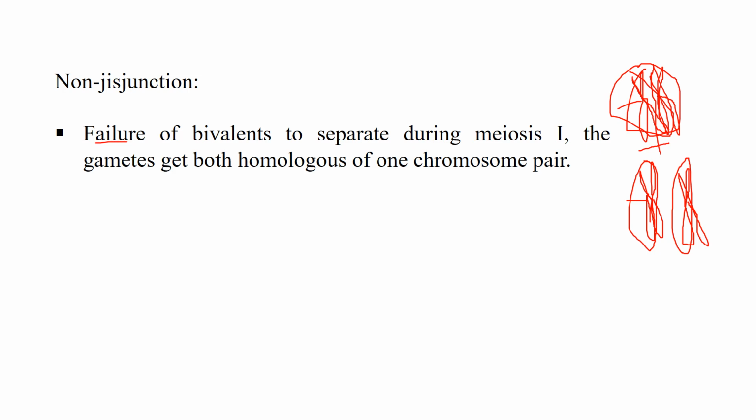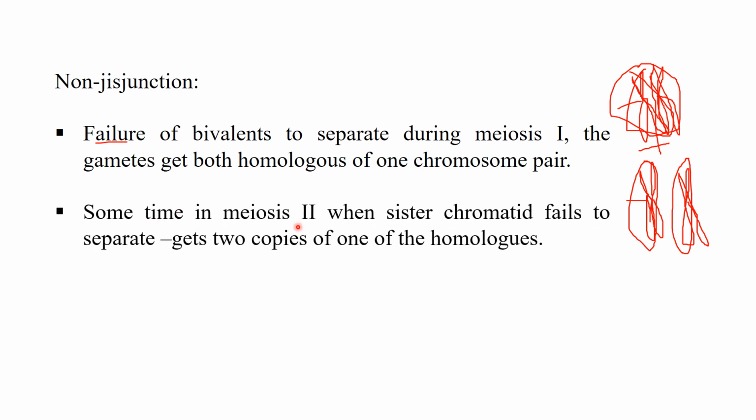Non-disjunction is a failure of the bivalent to separate during meiosis 1. The gametes get both homologous chromosomes, both homologs of one chromosome pair. When the same homologous chromosome is transferred to both gametes, this is non-disjunction, because the homologous chromosomes did not separate. Sometimes in meiosis 2, the sister chromatids fail to separate, giving two copies of one of the homologs. When sister chromatids do not separate in meiosis 2, this is also called non-disjunction.